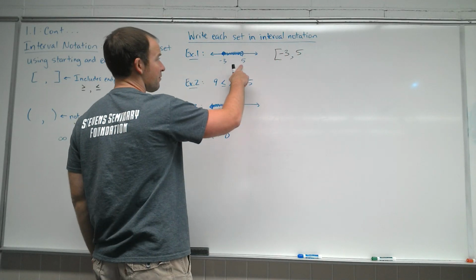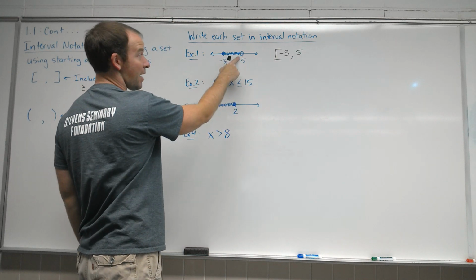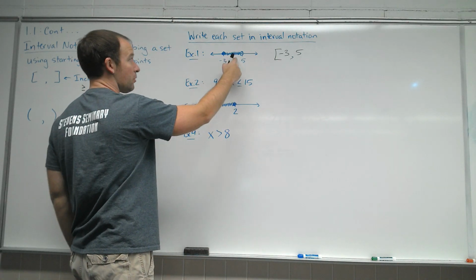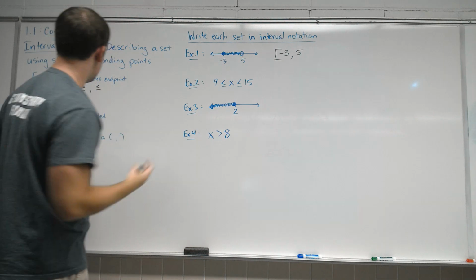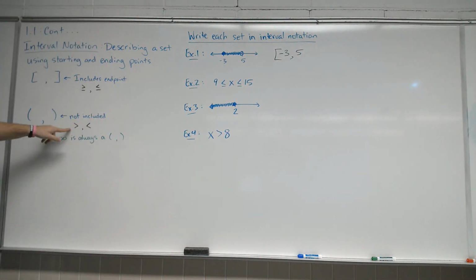Okay, and then look at the 5. Is the 5 included? No. Okay, an open circle means you're not equal to. An open circle, not included, not equal to, use a parenthesis.